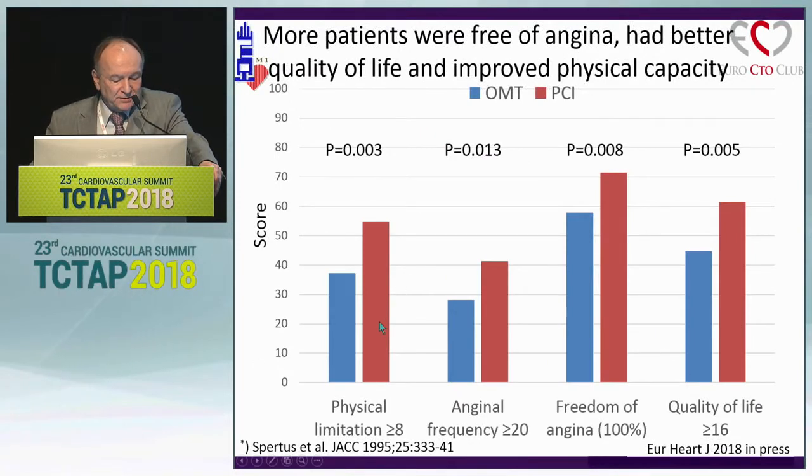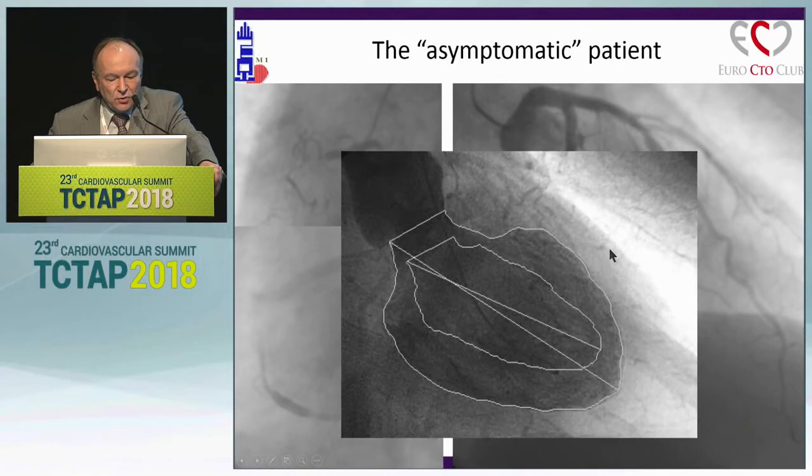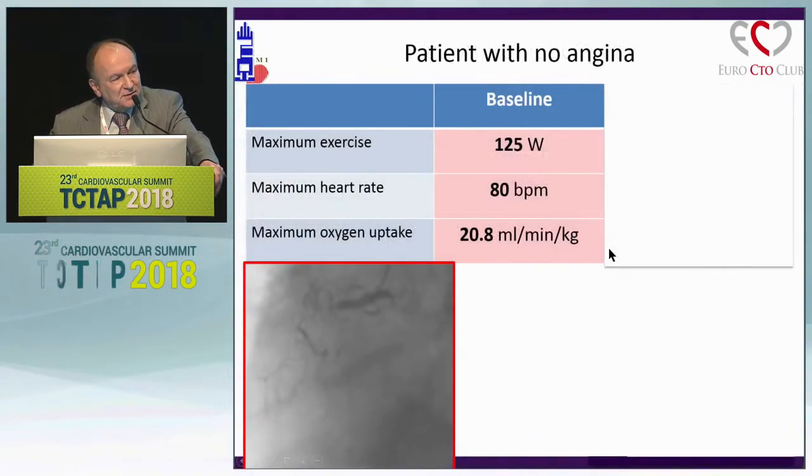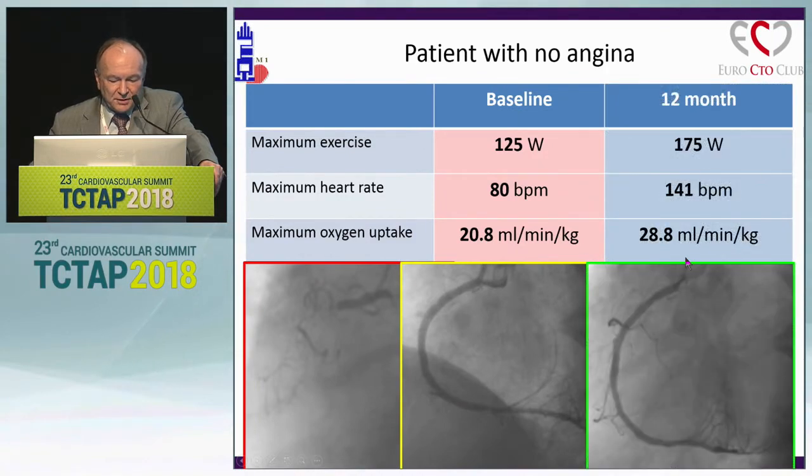We had more patients with a significant improvement in physical limitation, more patients with a significant improvement in angina frequency. Actually, the freedom of angina was 71% as compared to 58%. But there are also the so-called asymptomatic patients. I just give you one example of this long CTO in a patient who has normal LV function. However, we tested his exercise capacity, and you note that it was 21 oxygen uptake before opening the CTO, and after opening the CTO, there was an increase by almost 50%. This is typical. The patient doesn't know that he has higher capacity than he really exerts in his daily life.